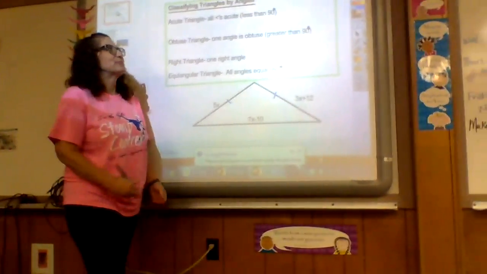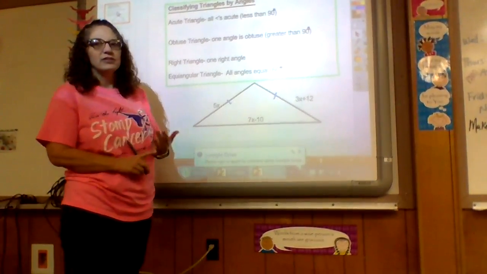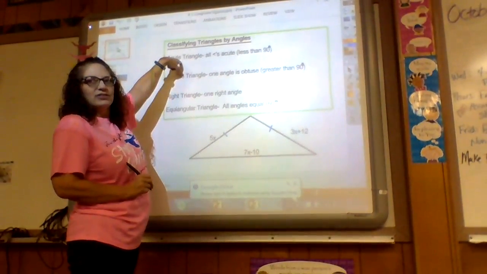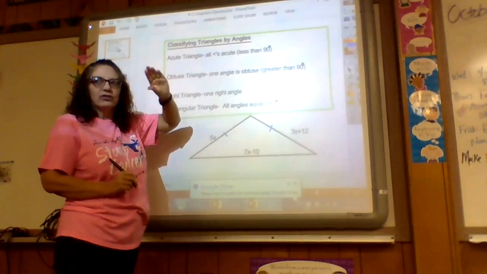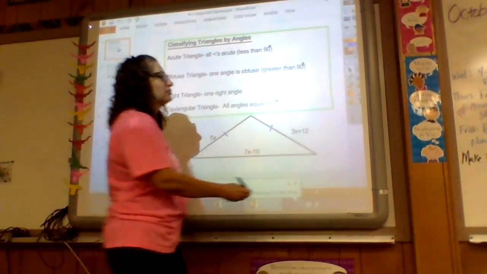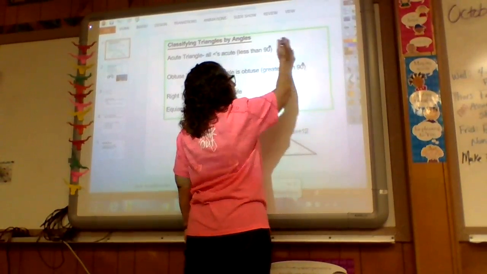Classifying triangles by the angles, they have 4 different names. You have acute triangles. Acute angles are all less than 90, but acute triangles have all 3 angles less than 90. Let's draw one on your green paper.